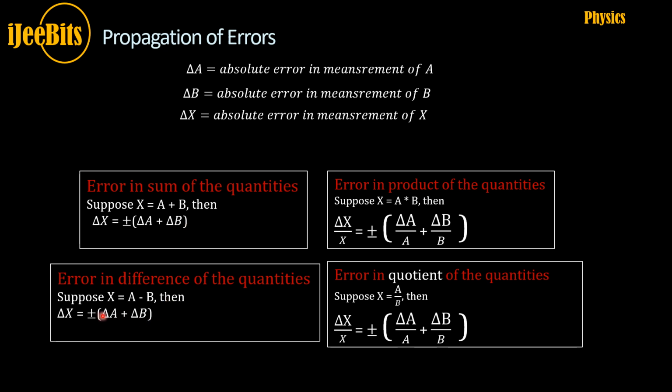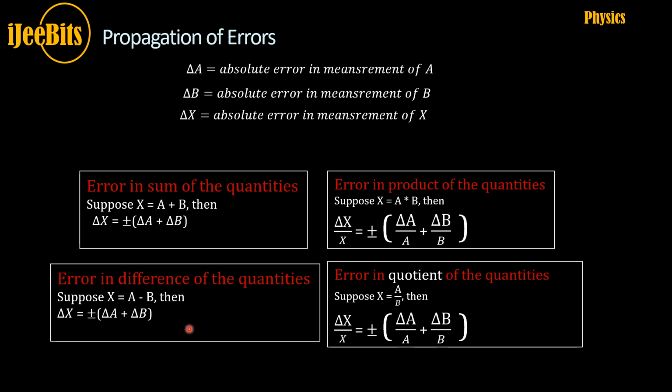Suppose your equation is X is equal to A minus B. How do you calculate the error? Delta X is equal to plus or minus delta A plus delta B. Don't subtract the errors, please. You have to always add them, because that is the error that you will be getting.